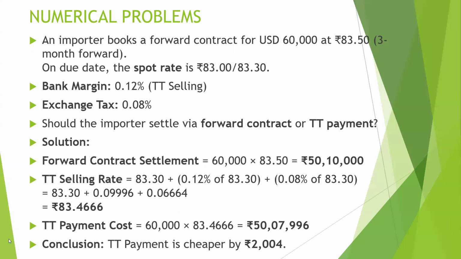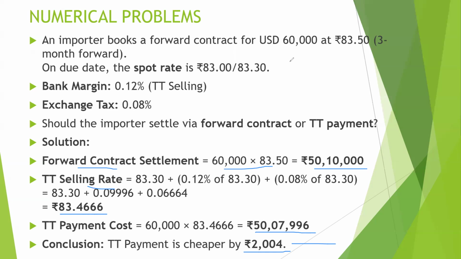So here is the right answer. Okay. So forward contract is there, so this price will be this directly. Now for the TT selling rate, all that margin, exchange, tax will be added. And then the final price is this 83.46. And then we calculate, and it is coming 50 lakh 7,996. And in the forward contract, he has to pay 50 lakh 10,000. So you can see that TT payment is cheaper. By how much amount is it cheaper? It is cheaper by 2004 rupees. So definitely the importer will choose this TT payment.